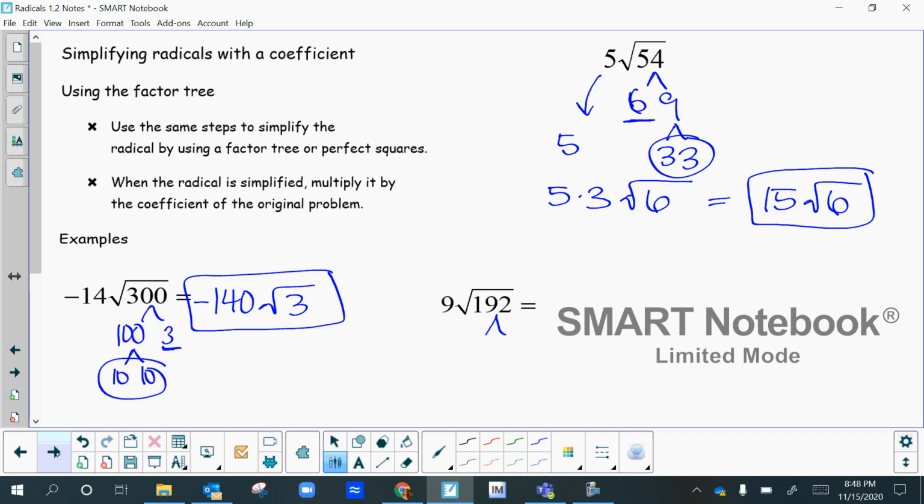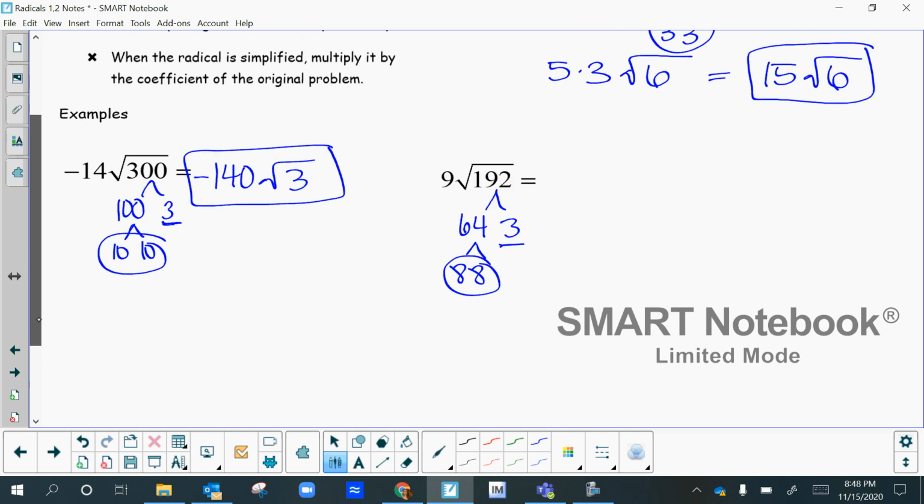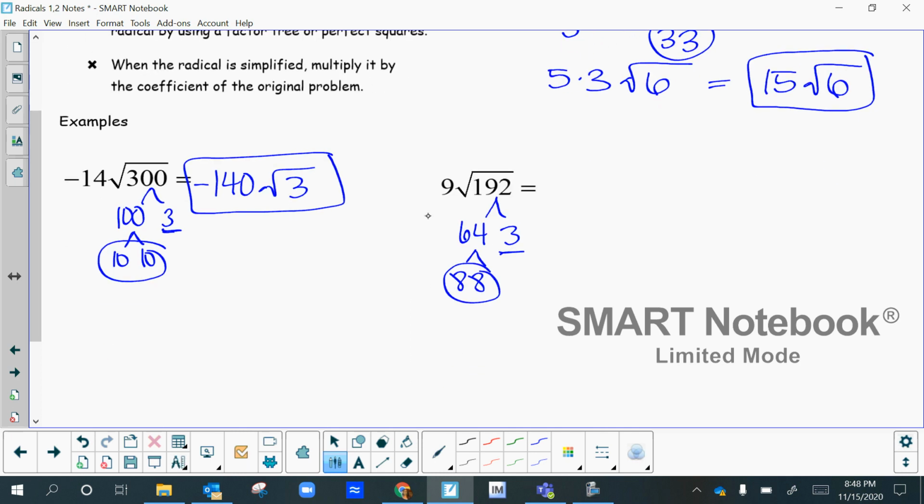Aha, 64 goes into 192 evenly, okay? And it's not always the case. Sometimes they don't at all. So 64 times 3. I know 64 is a perfect square because it's 8 times 8, and then I'm going to underline that 3. So I have the 8 that's going to go out and join the 9. So I'm going to end up getting 72 as a coefficient. And then 3 is going to go under the radical. And that is the simplified answer for that one.